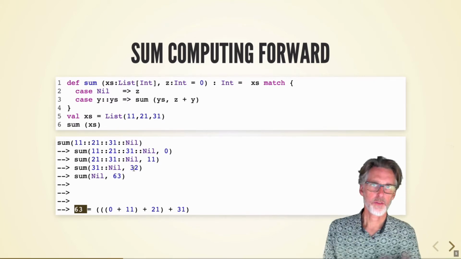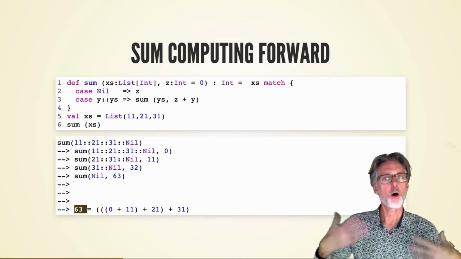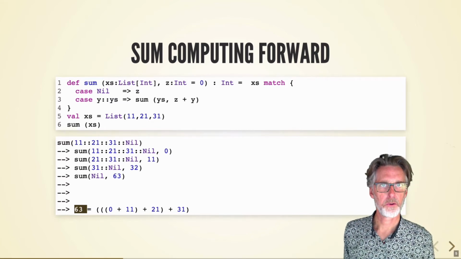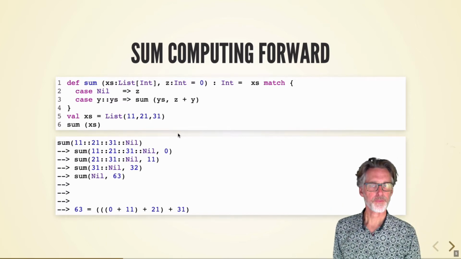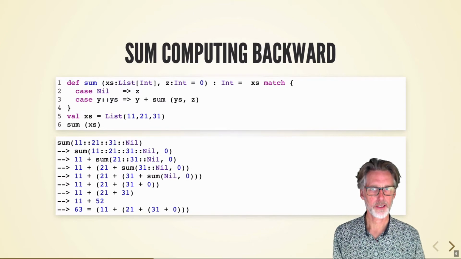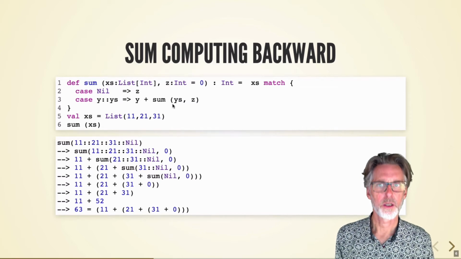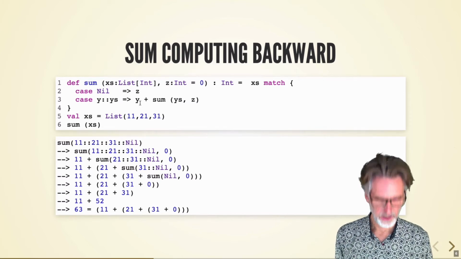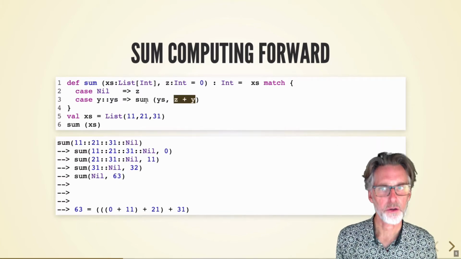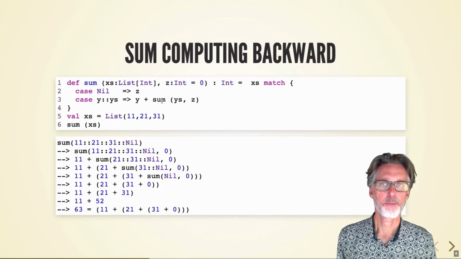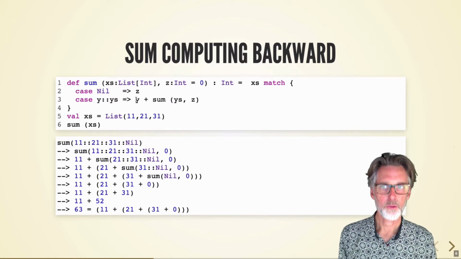This style of recursive computation may be less familiar to you because we're performing all of the computation here going forward. The more familiar style for you may be doing computation going backwards. And if we do that for a sum function, it looks like this. In this case, I've simply reversed the order of the addition and the recursive call. In the forward version, we perform the addition before the recursive call. In the backward version, we perform the recursive call before we perform the addition.